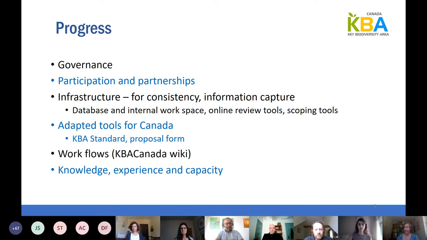So we've also adapted tools for Canada specifically. I've mentioned the national KBA standard comes along with a national proposal form. We've developed workflows, and we've recently developed a KBA Canada wiki to help people who want to identify KBAs. It's not ready for sharing yet. And then finally, we have tons of knowledge, experience, and capacity now across the country. We want more, but we're really getting to a stage where we can go full speed ahead.